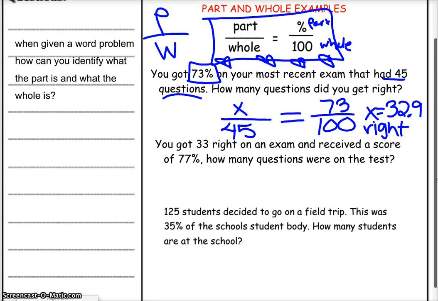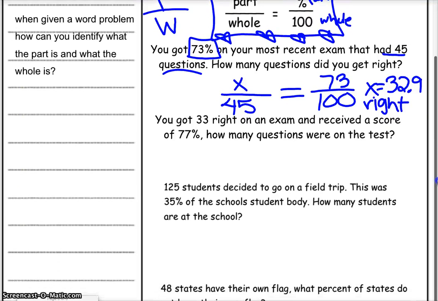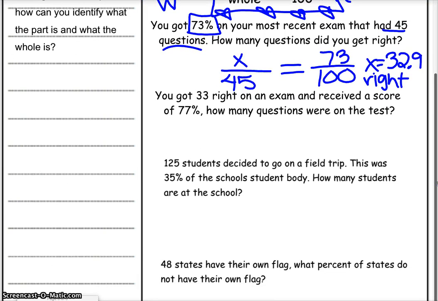Okay, the next one, you got 33 right on an exam and received a score of 77%. How many points was the exam worth? How many questions were on the test? So again, my first strategy is I always make my initial proportion and then fill in the blanks. I know it should be part is to whole as percent is to 100.